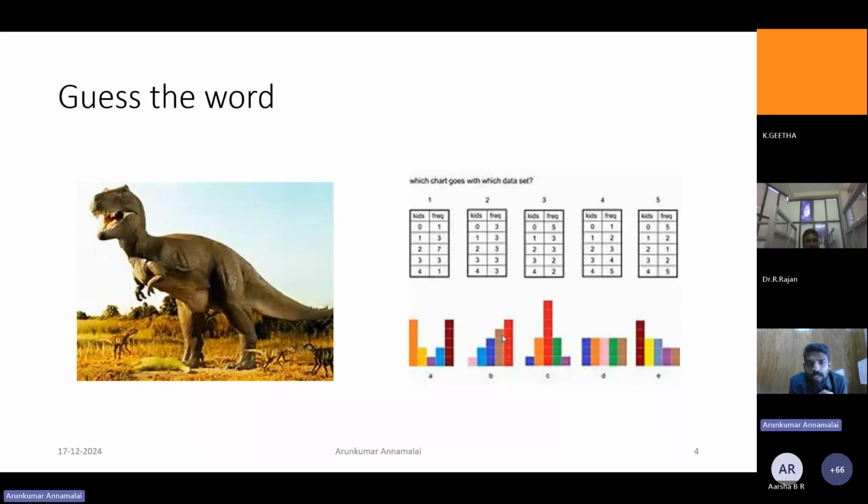Okay, I'll give the first word. From the remaining ones, you're going to guess. This is big data. So big, the dinosaur is big, and this is data. This is big data. So this one, the second word.